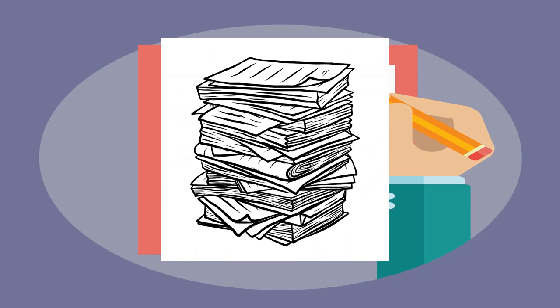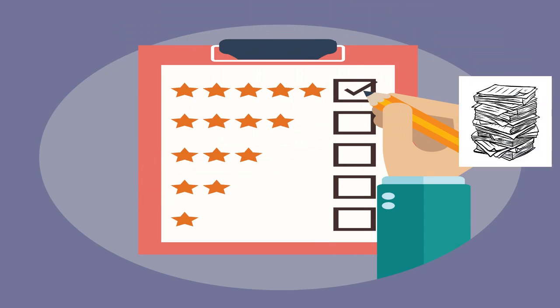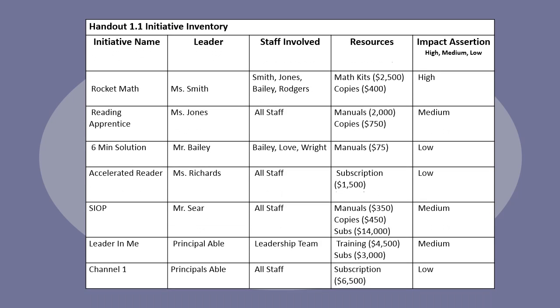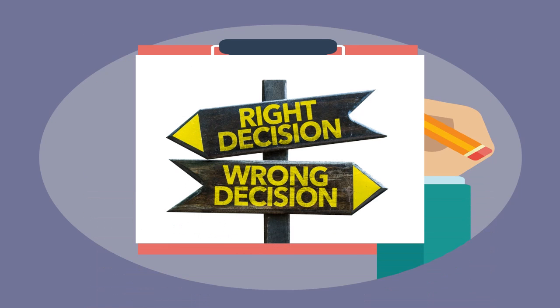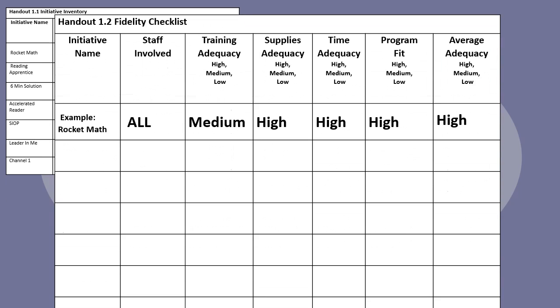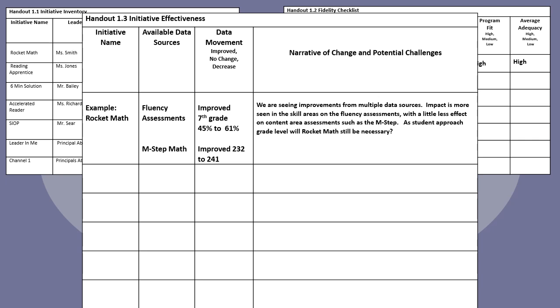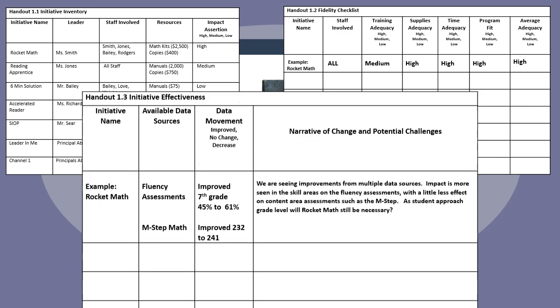After gathering a lot of detailed information and data, we're finally ready to pull it all together to make some informed decisions. Let's go back to handout 1.1, Initiative Inventory. This handout helped us gather initial information about several initiatives that we may have in our school. In handout 1.2, the Fidelity Checklist, we looked at how the initiatives have been implemented to help ensure the initiatives are being enacted correctly before making any hasty decisions. And lastly, we have handout 1.3 that gives us measurable data that demonstrates the outcomes of the different initiatives.